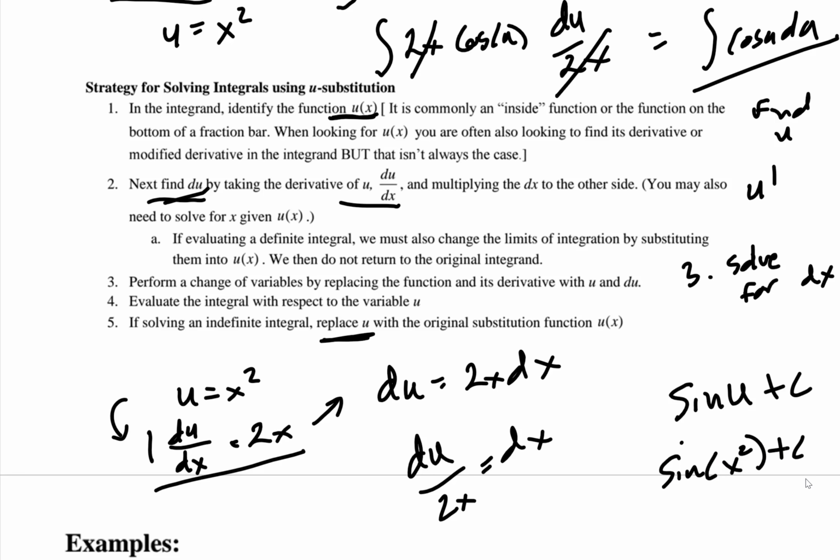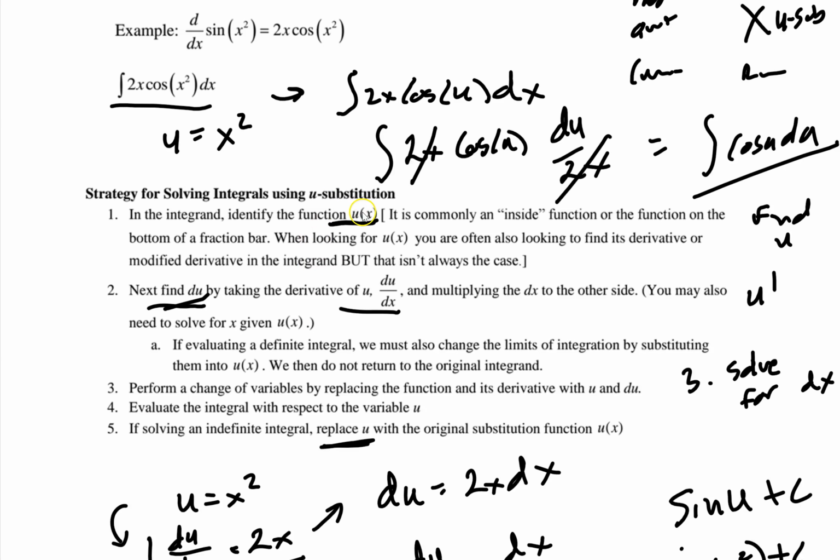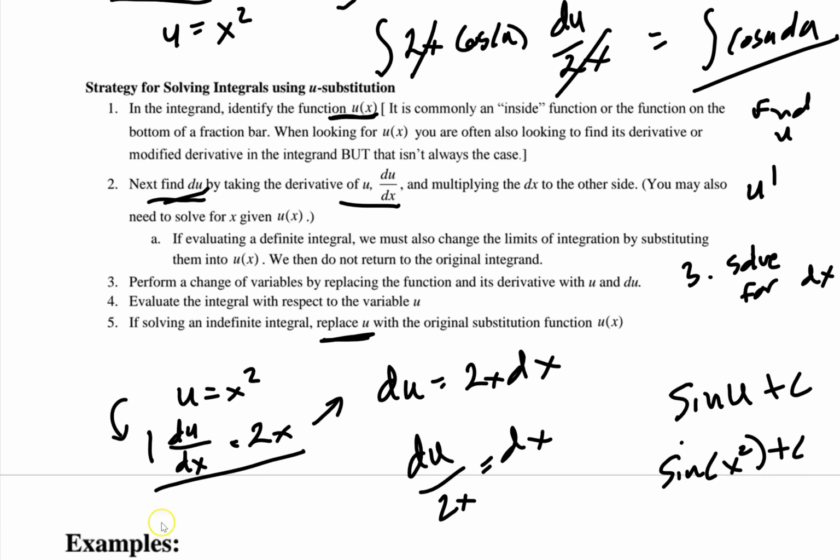But that's generally the steps. Step 1, find your u. So over here we find our u. Step 2, take a derivative of that u. So we have this, take a derivative of both sides. The derivative of u is du dx, like the derivative of y is dy dx. Right, the derivative of 2x is 2x.